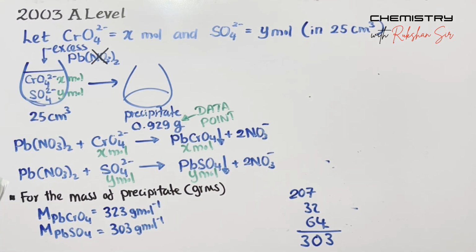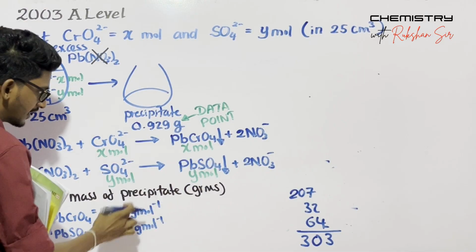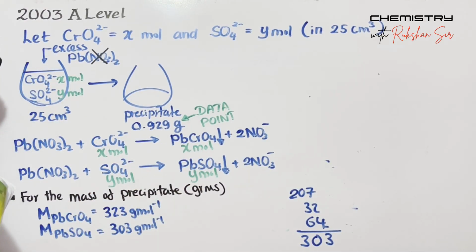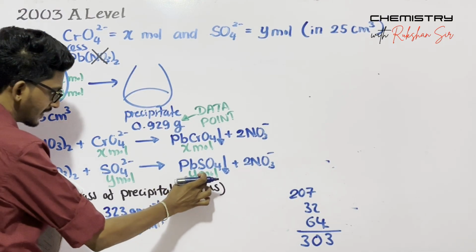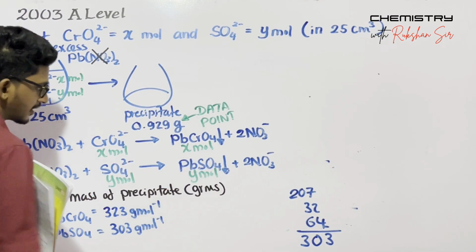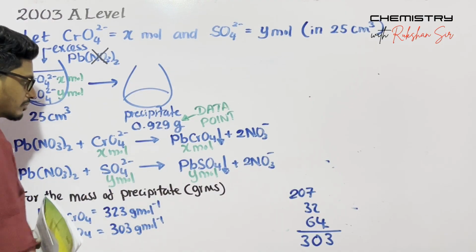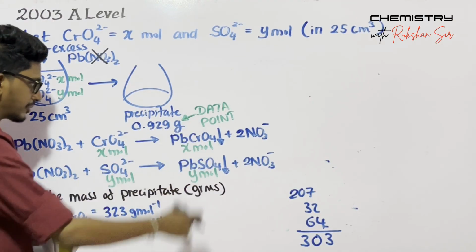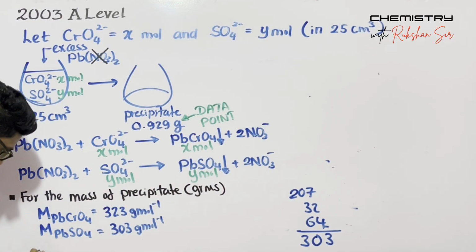So we can come up with the first equation now. The g mol minus 1 value of lead chromate into its number of moles will give you the mass of the lead chromate. The g mol minus 1 value of lead sulfate into moles of lead sulfate will give you the mass of lead sulfate. That summation is equal to the precipitation mass. So we can write the first equation.